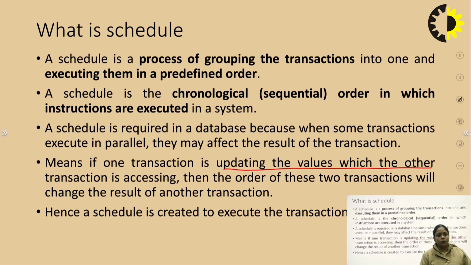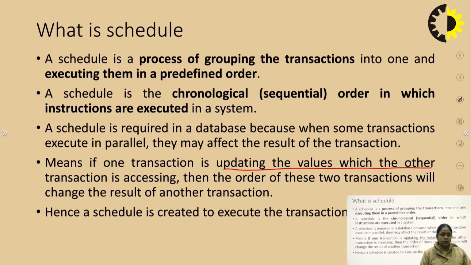But when we have more than one transaction, then we have to create some schedule for the transactions so that they do not affect each other at the time of execution. It should not change the result of another transaction, because they can work on the same data at the same time. So we have to make some schedule, or we can say these are groups of transactions. Fine. So we will see an example of schedules.